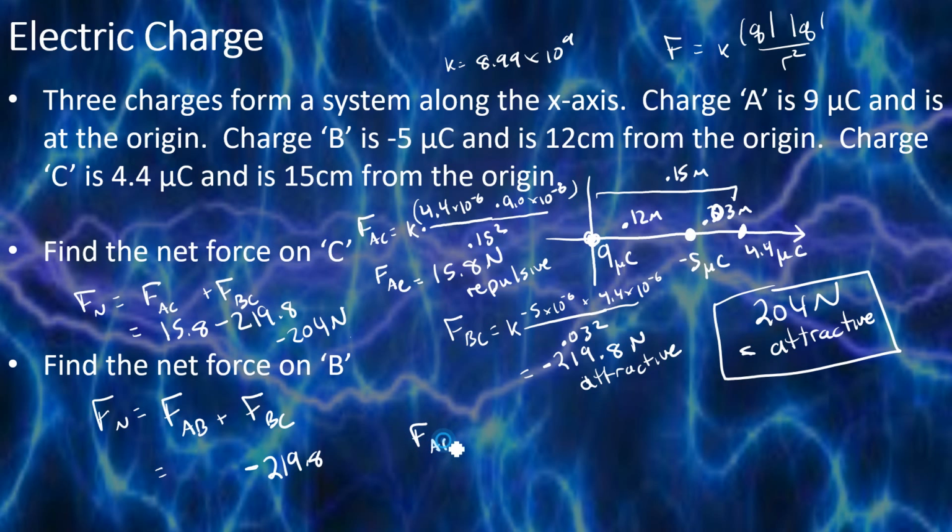So the force of A on B is going to be K times 9 times 10 to the negative 6 times negative 5 times 10 to the negative 6, all over, now, I'm going to confuse you a little bit more, this is also an attractive force over here to the left, 0.12 squared. So the negatives are not going to help us this time. So you just got to keep straight what is going on in each situation, which direction. The direction does matter.